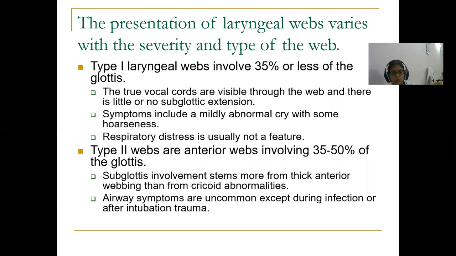Coming to type 2 webs, it involves 35 to 50% of the anterior part of the glottis. Subglottic involvement stems more from thick anterior webbing than from cricoid abnormalities. Airway symptoms are uncommon except during infection or after intubation trauma.